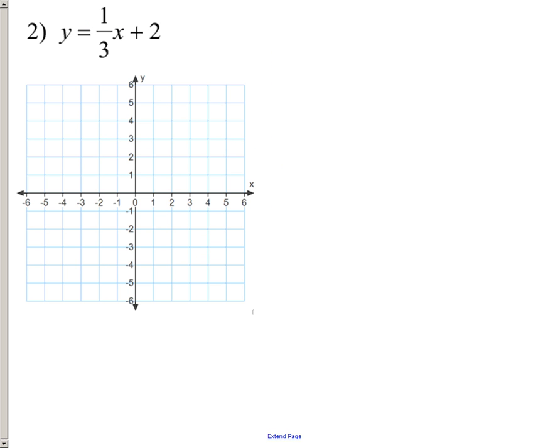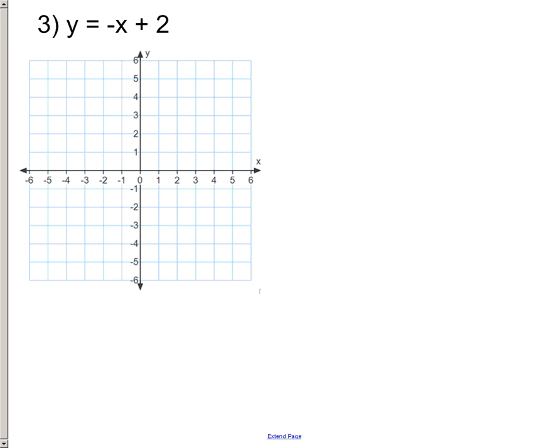So number 2, start out with the y-intercept. In this case, it's +2, so put a dot right at +2 on the y-axis. And then use this slope number, 1/3. The top number will tell you to go up 1 because it's a +1. And the bottom number is a +3, so we'd go to the right 3. Okay.